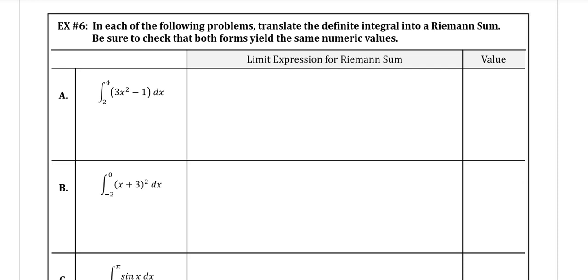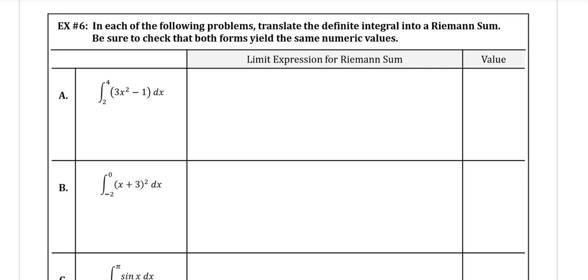This is part 2 of Unit 6, Lesson 2, Riemann sums, summation notation. In this part of the lesson, we are just going to go through some examples to go back and forth between writing a definite integral in terms of a Riemann sum or a Riemann sum in terms of a definite integral, and then evaluate them.